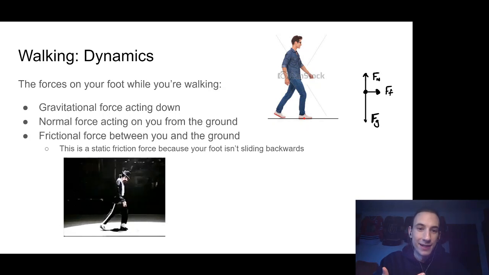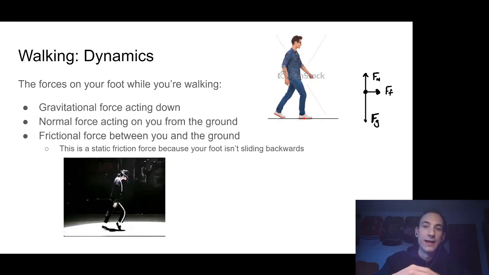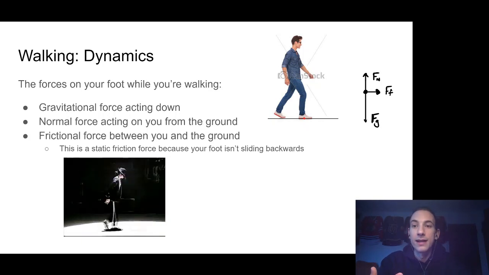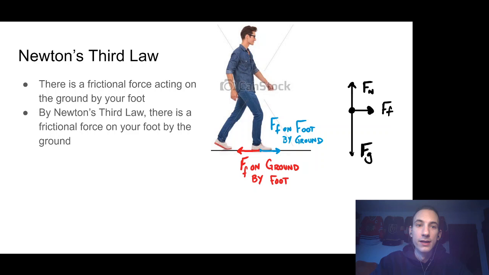Over here, I have a GIF of Michael Jackson moonwalking, because he's actually sliding backwards. In this case, the foot is not actually sliding. We just have this nice stationary point that our foot gets stuck on. If we think about the third law, we can identify this action and reaction pair. There's a frictional force acting on the ground by your foot. By Newton's third law, there's a frictional force on your foot by the ground. We know that friction is going to oppose this intended motion. Your foot would slide backwards.